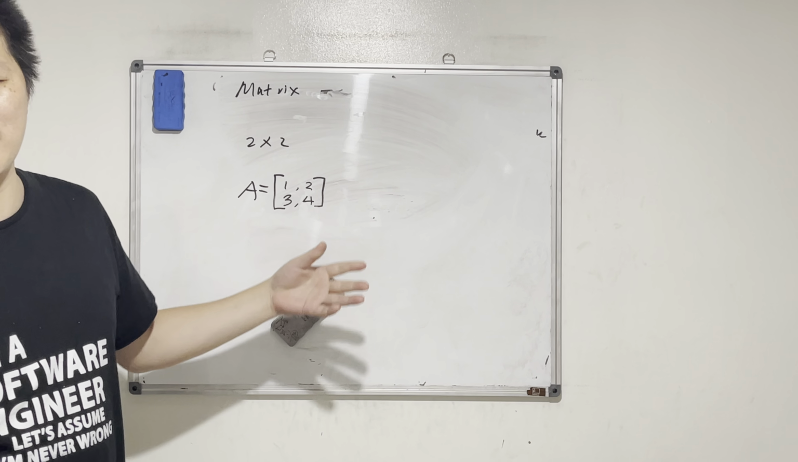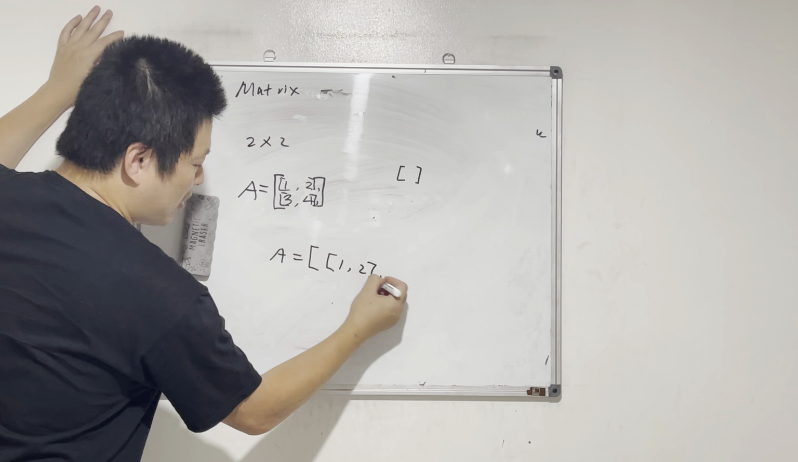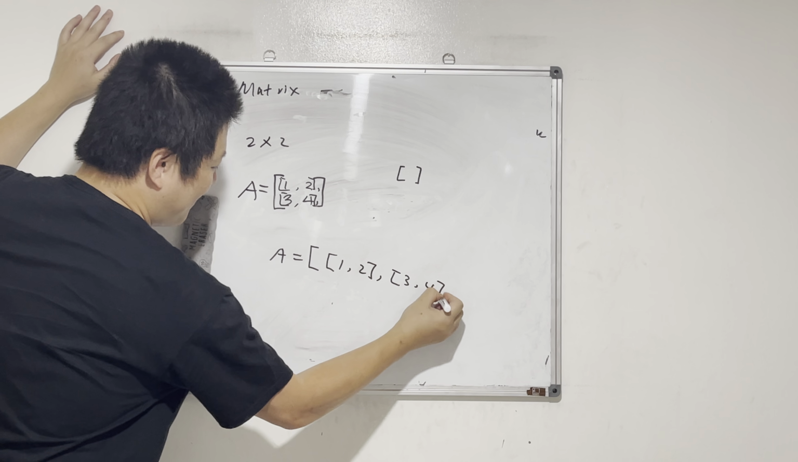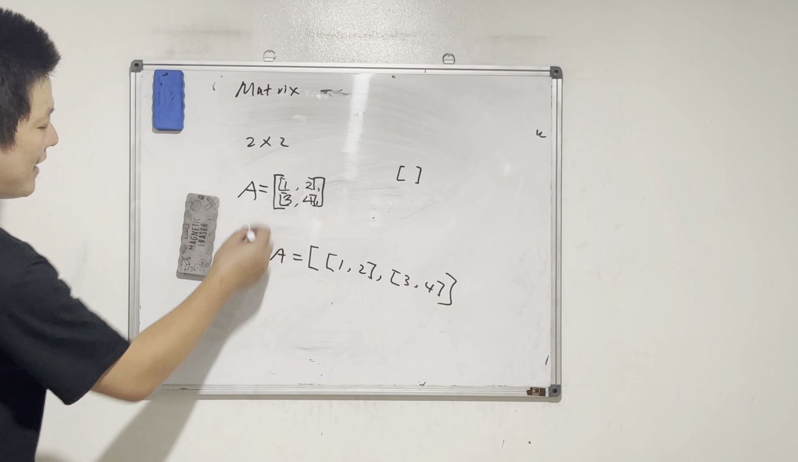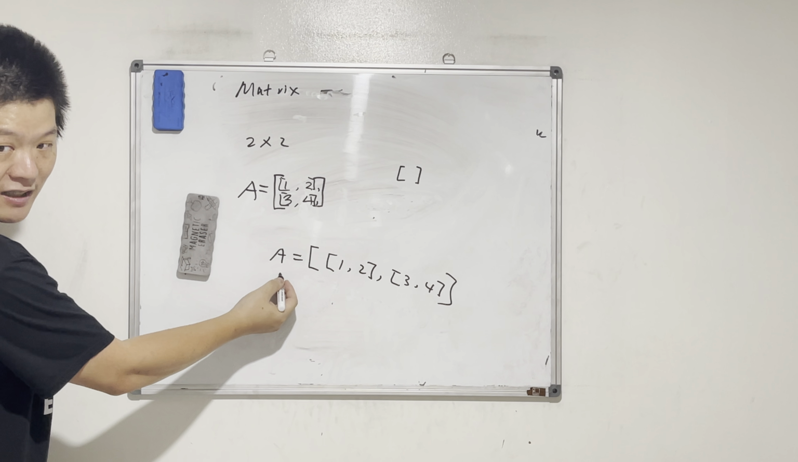A equals a list of 2 lists, right? 1, 2, then 3, 4. So a list of [1, 2] and [3, 4]. This is how you store it in Python. What does it mean? This is a list that contains 2 sublists. The first list is the first row. The second list is the second row.